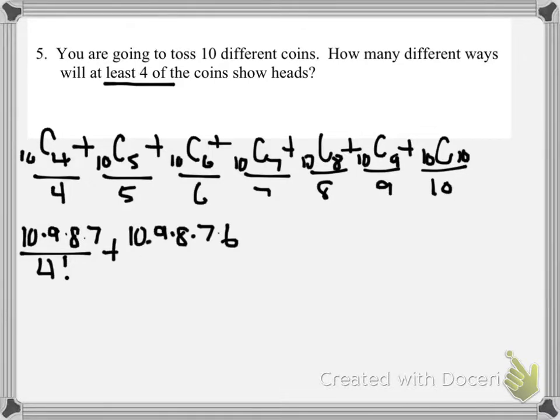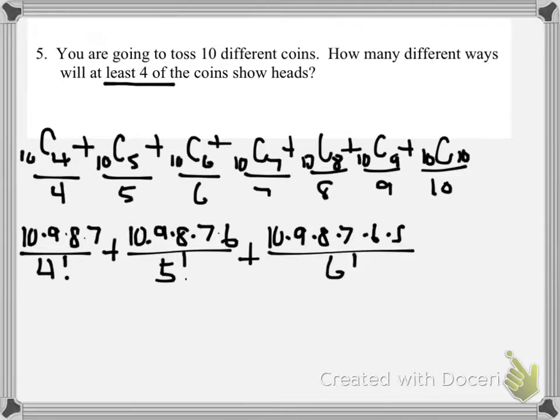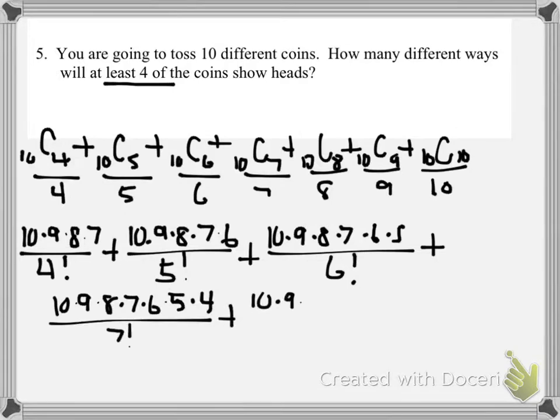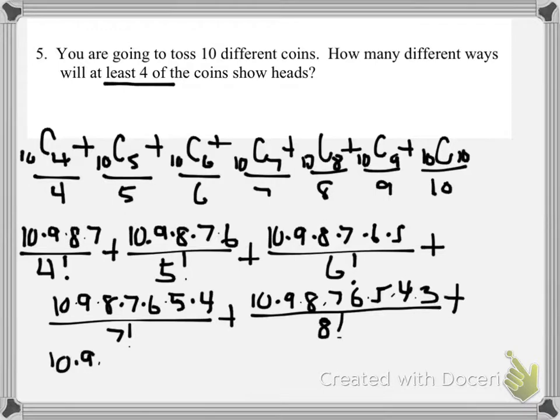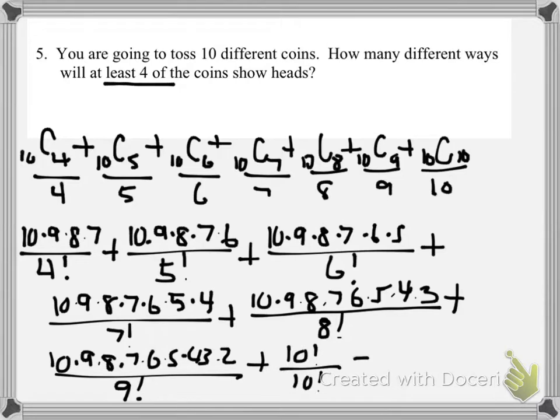For the second one, we have 5 spots, start with 10, and then we divide it by 5 factorial, because you have 5 coins to rearrange from there. The next one, 10 all the way down to 5, divided by 6 factorial, and so on. If you did this correctly, the final answer for this will be 848. See if you can practice getting the correct answer there.